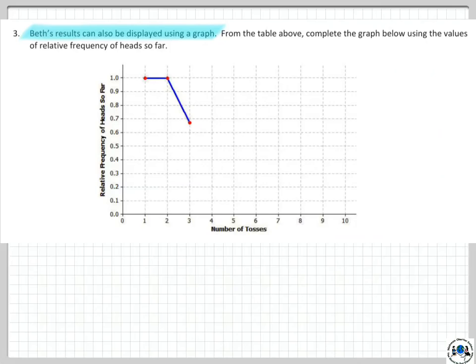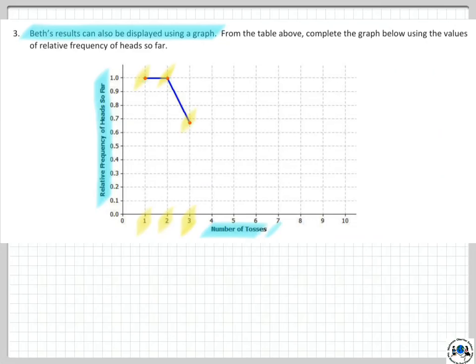Okay, but anyway, what we're going to do here is from the table above, using all the results that we filled in just now from Beth's 10 tosses, we're going to complete the graph below using the values of relative frequency of heads so far. And you can see what they've done a couple for you right here, where they've already plotted the first toss, and then we had heads relative frequency was 1.0. After the second toss, it was still 1.0 because it was 2 out of 2. After the third toss, now because it was a tails, it was down to what, 0.6 something, was it 6.7? I think something like that.